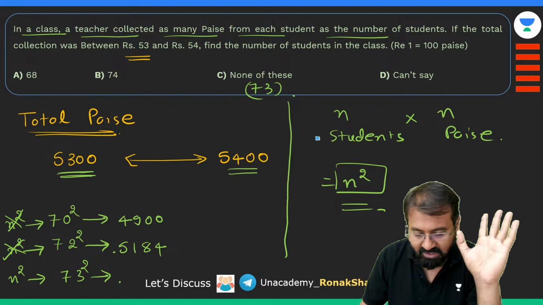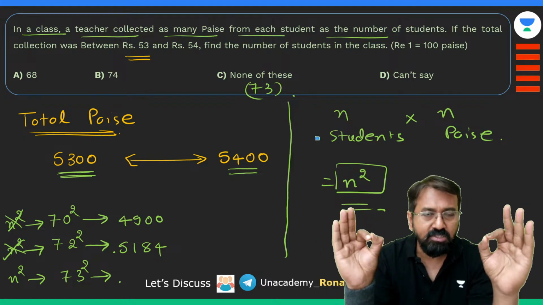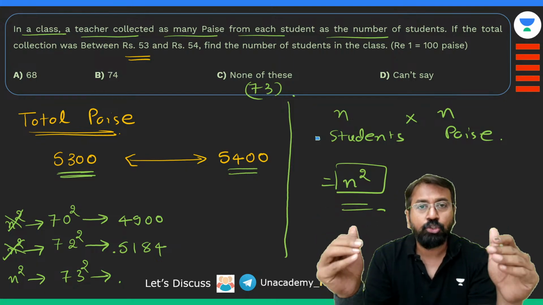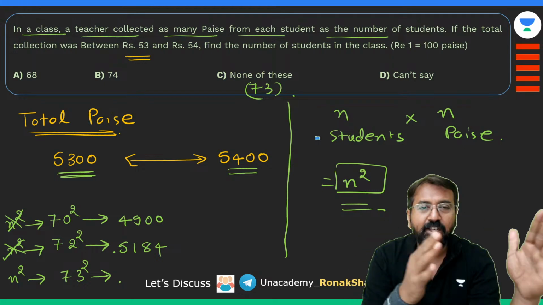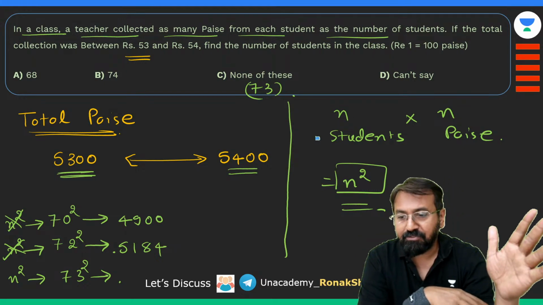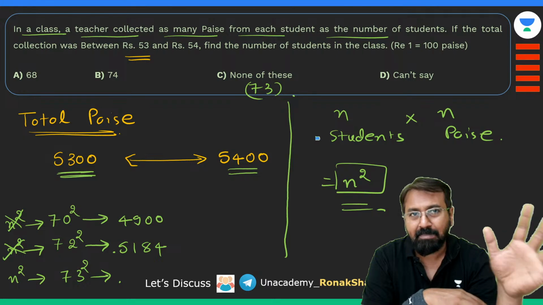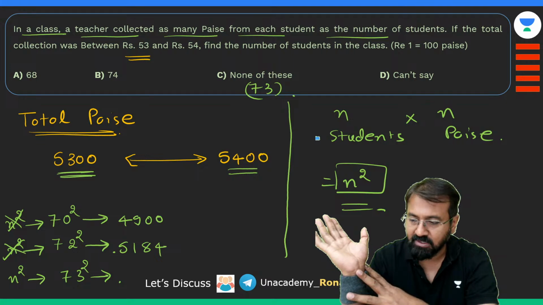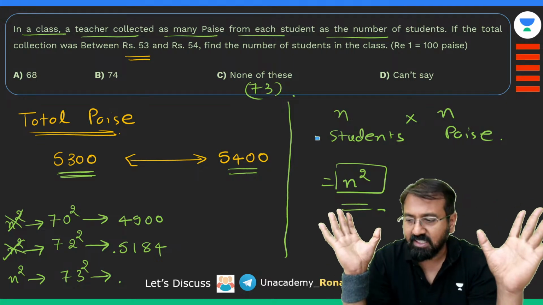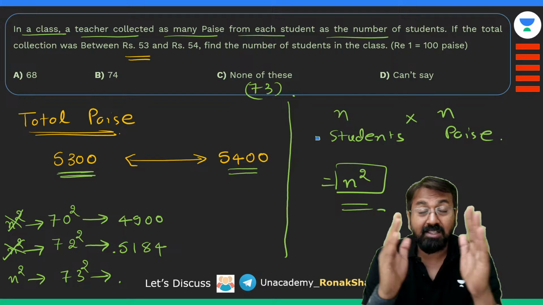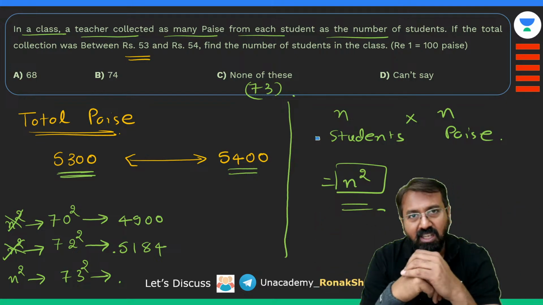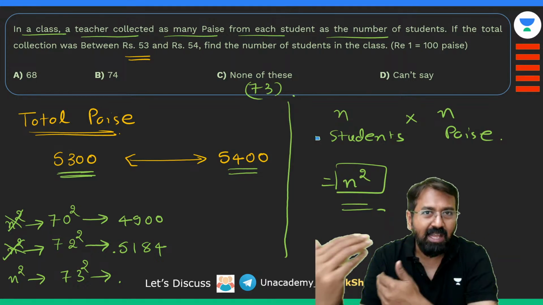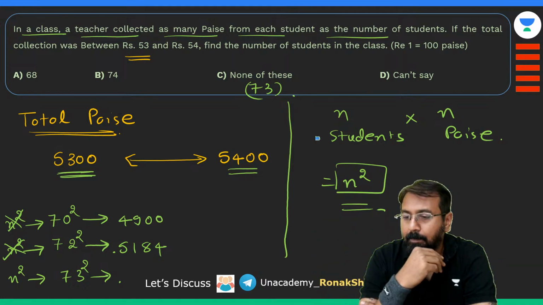Everyone, listen to me once again. There should be 73 students in the class, and from each student, the teacher collected 73 paise. So the total collection will be 73 into 73, that is 5329 paise, which is between 53 rupees and 54 rupees. Have you understood this? Quickly type yes in the chat box if you all have understood this. This is a nice question. This is a CAT level question, everyone. These are the kind of questions that they'll ask you in the exam.